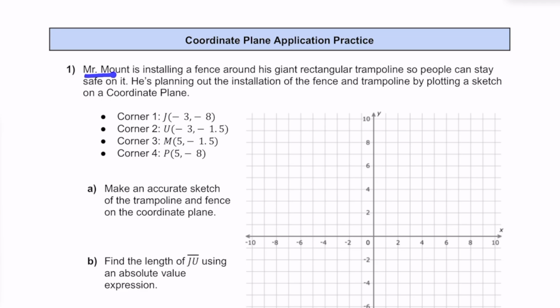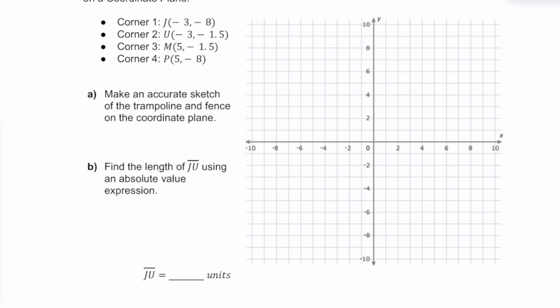Alright, so it looks like Mr. Mount is going to be installing a fence around his giant rectangular trampoline so people can stay safe on it. He's planning out the installation of the fence on the trampoline by plotting a sketch of it on the coordinate plane that you can see over here. So we have four corners here, corner 1, 2, 3, and 4. We're going to label those J, U, M, P. All right, so let's go ahead and get started with plotting some of these points first.